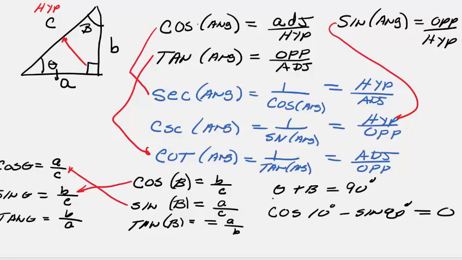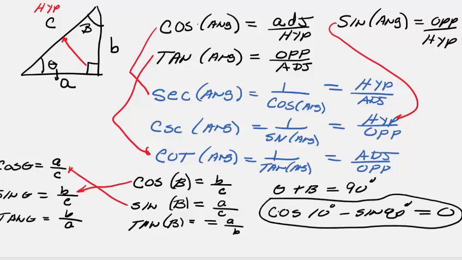This problem does show up on tests like the SAT, and it confuses students often, but again, these problems are very simple because as long as those two angles add up to 90 degrees, the cosine of one will equal the sine of the other, and the sine of one will equal the cosine of the other one. It's just a good thing to know.